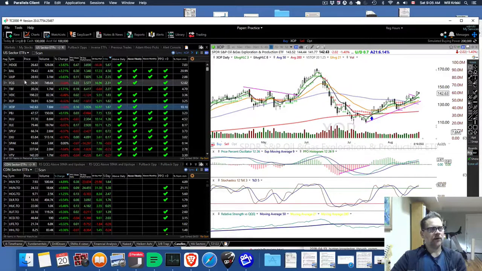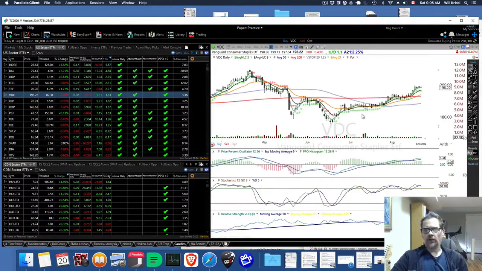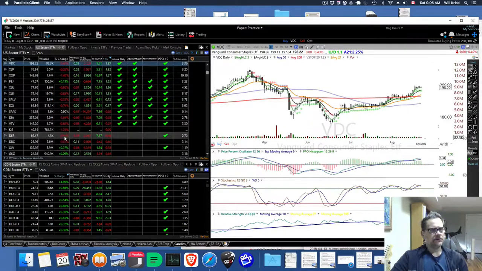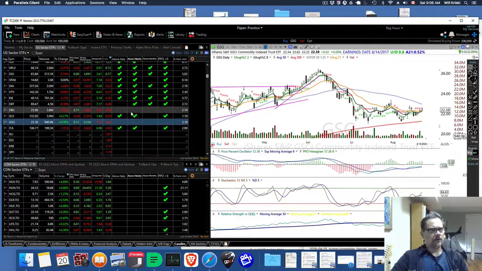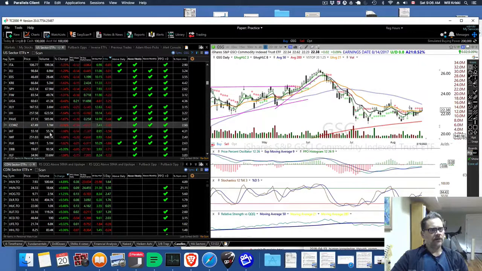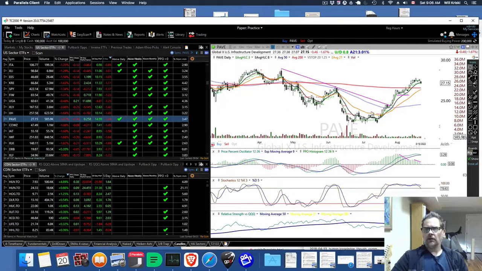So you can see here, cotton is in an uptrend. So have a look at the commodity plays. There's generic ones that are, let's see, GSG, not great. They don't look great, but there are some commodity type. Oh yeah, there was this PAVE. It was doing pretty good. It's an infrastructure ETF.